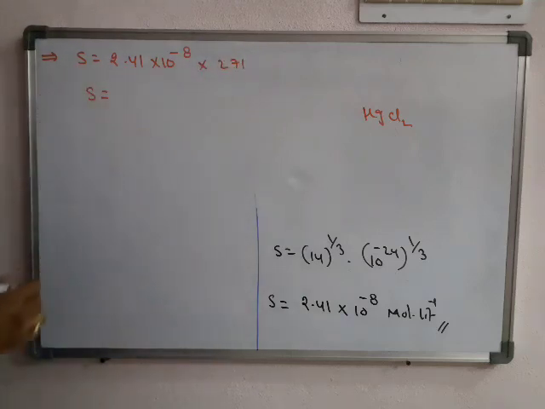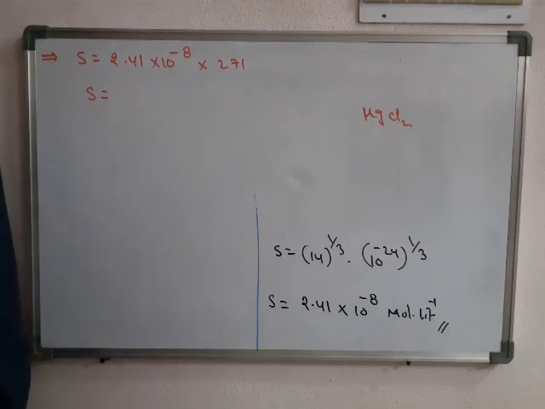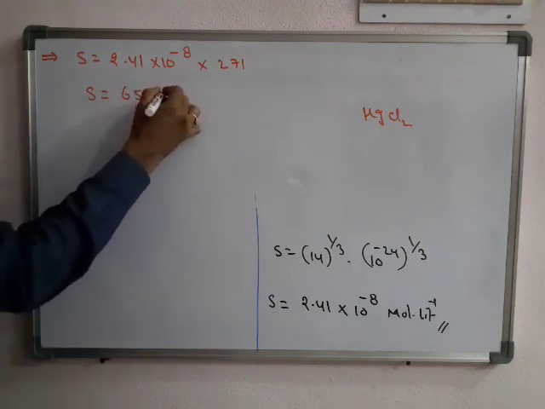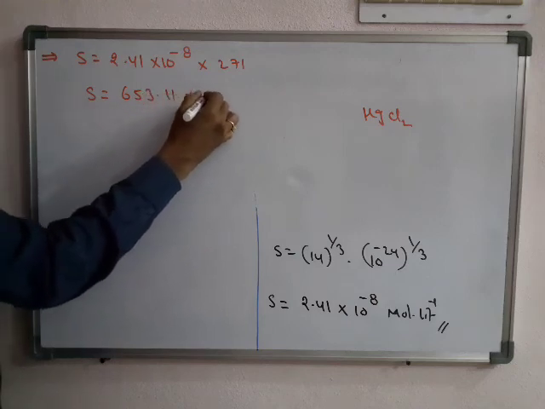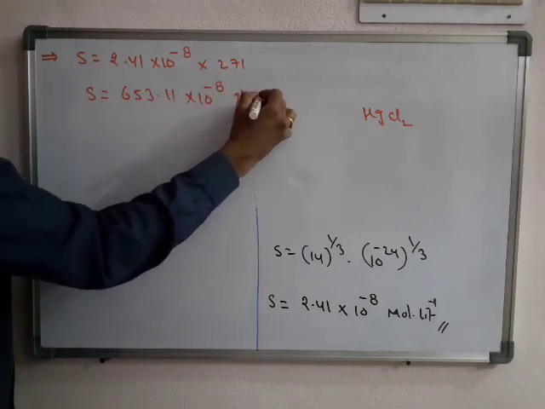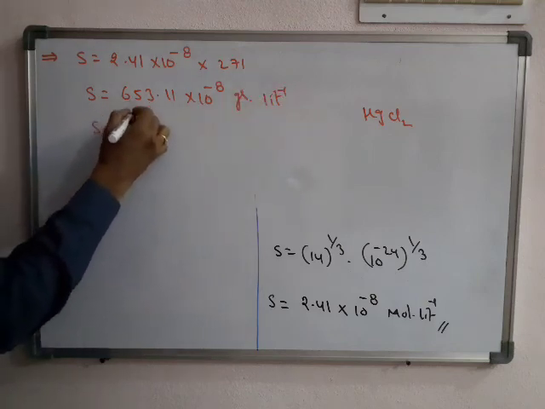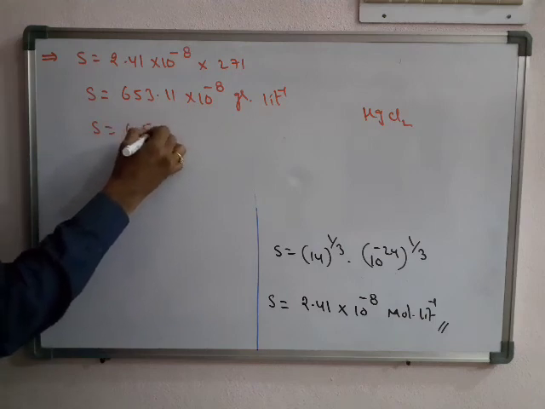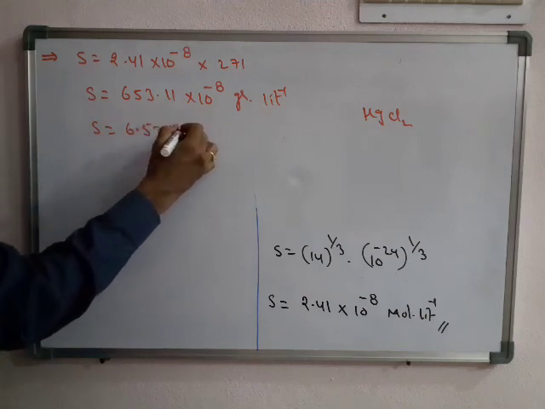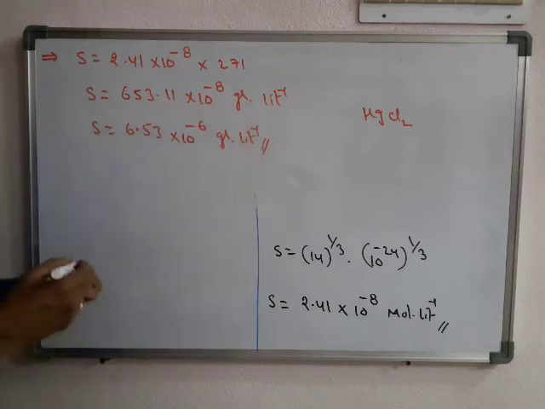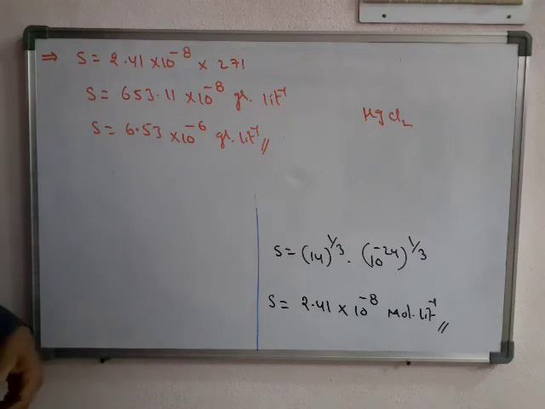So here the total S value in terms of grams becomes 653.11 into 10 power minus 8 grams per liter. Generally we take one digit before the decimal, so it can be written as 6.53 into 10 power minus 6 grams per liter. So this is the solubility of mercury chloride in terms of grams per liter.